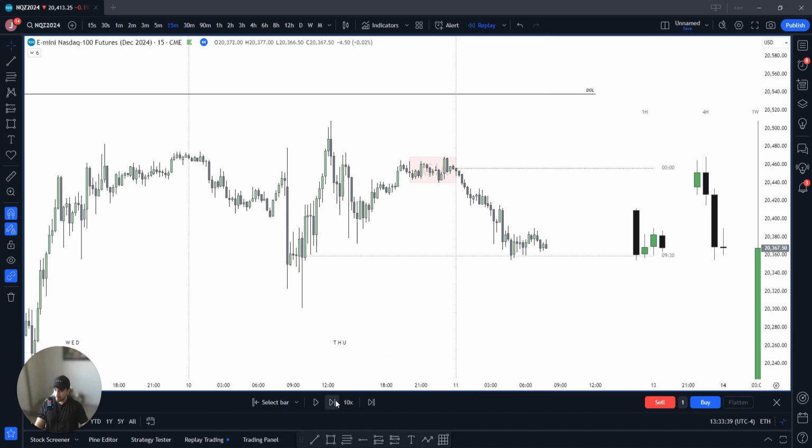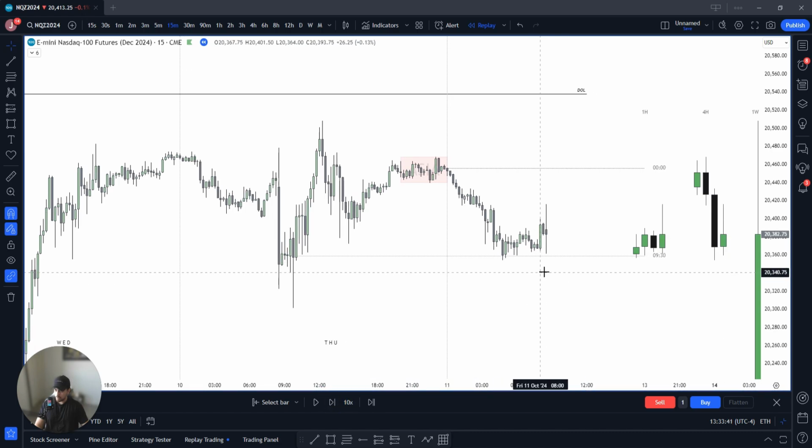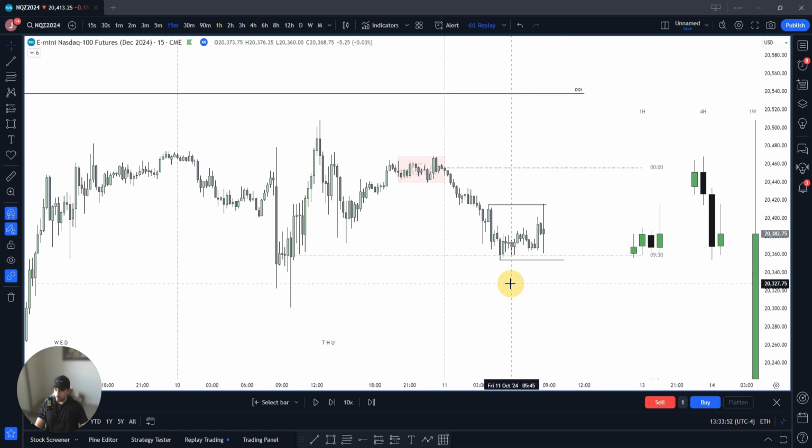Okay, so we want to wait for 8:30. We'll go ahead and fast forward to 8:30. So here is 8:30 price action. So we could see that it ends up sweeping this high right here, and now we have a nice low down here that we could potentially come down and sweep.